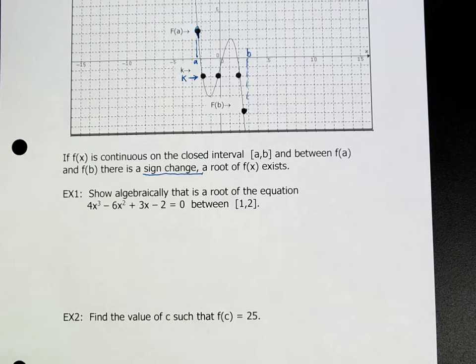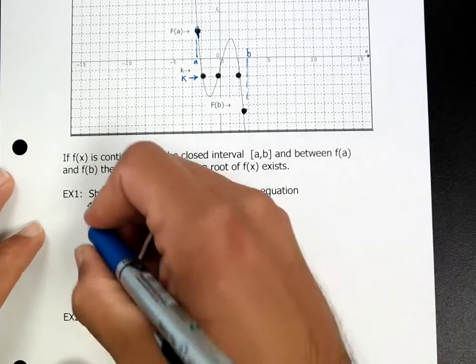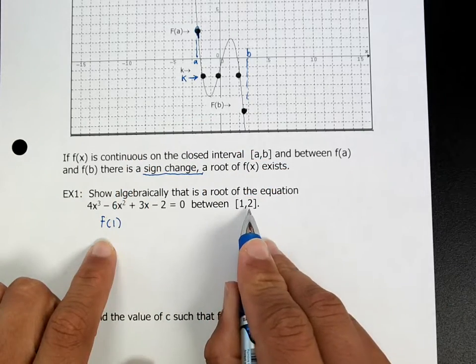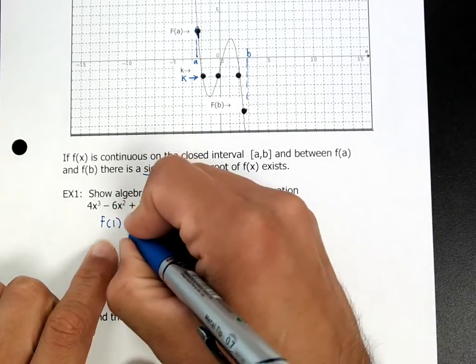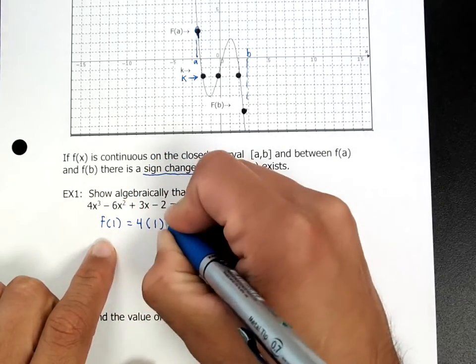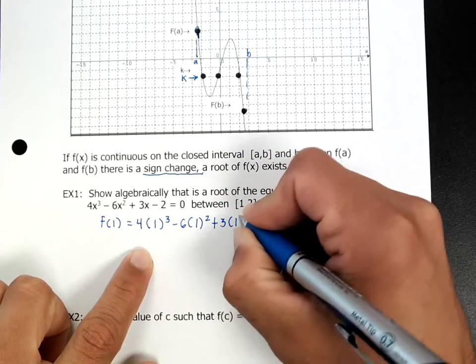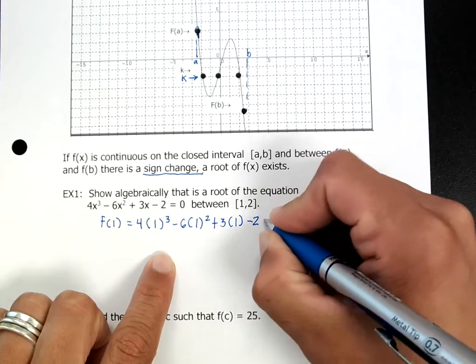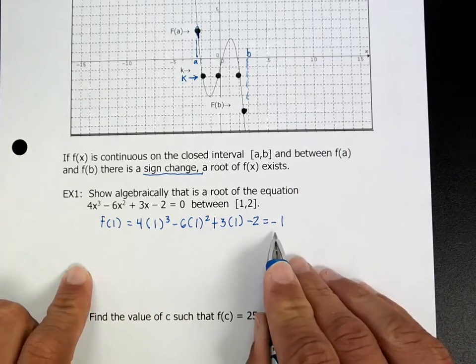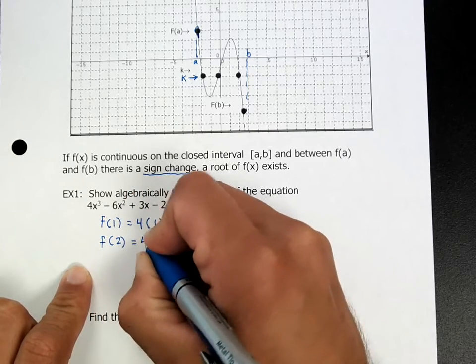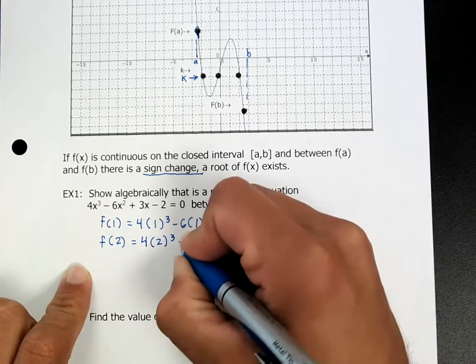For example 1, they're asking us to show algebraically that there's a root of the equation. If there's a root in the equation, what that means is that I plug in the endpoints. I have f of 1, and if I plug that in for x, notice that's going to give me a negative 1. And if I plug in the other endpoint, f of 2, I have 2 to the third power.